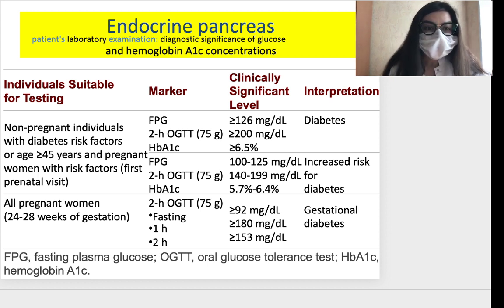For all pregnant women from 24 to 28 weeks of gestation, first of all, here we do a 2 hours oral glucose tolerance test with 75 grams of glucose, and additionally to it, we do fasting glucose. If it is elevated, both fasting and after glucose, we interpret it as gestational diabetes, but just in case where there was no history of hyperglycemia before gestation.